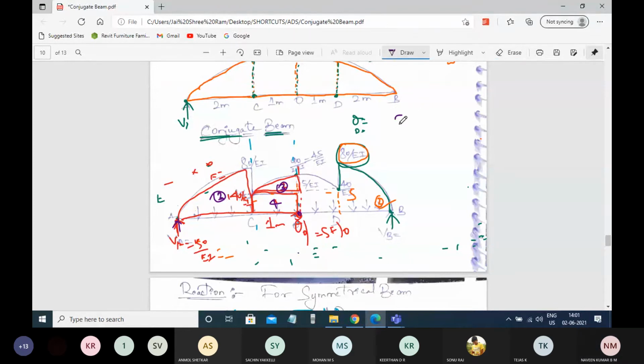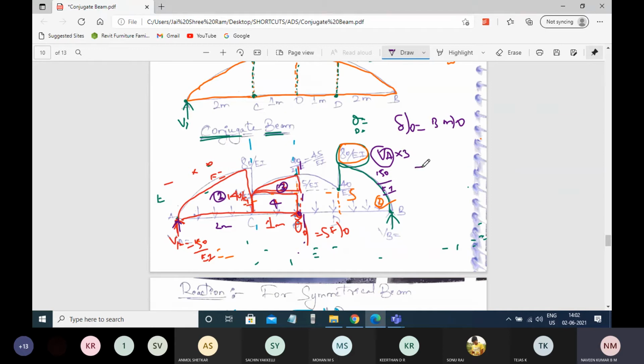Say delta at O is equal to the bending moment at O. So what are the forces acting up to O? VA is a force, and the perpendicular distance to reach O is 2 meter plus 1 meter, so times 3. What is VA? We already know that, it is 150 by EI. This is rotating towards O as clockwise.